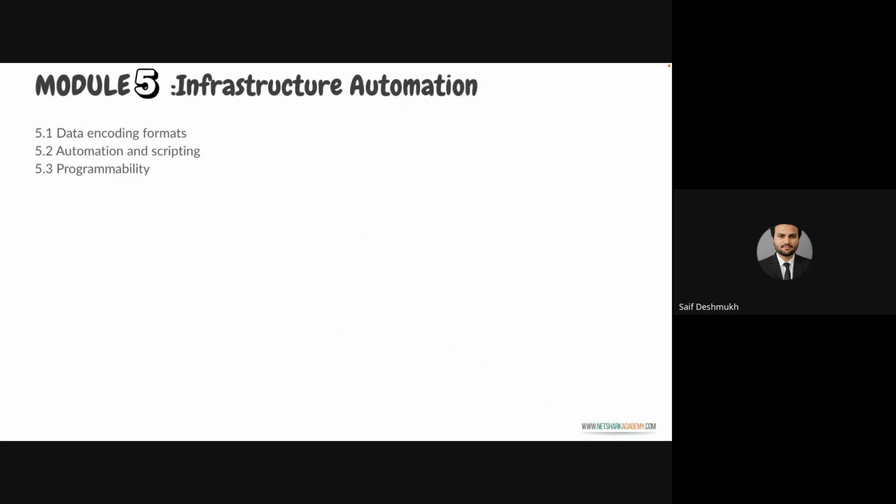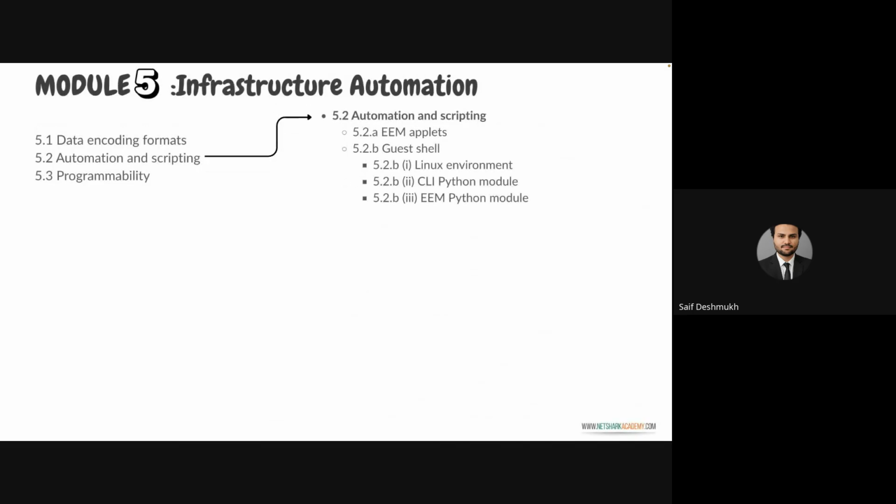Module 5 has 3 subsections. 5.1 is data encoding formats. Here we'll understand the formats, XML, JSON. 5.2 is where we'll see how automation and scripting works. 5.3 is programmability. We're going to talk about JSON, XML, YAML, and Jinja. Regarding automation scripting, Embedded Event Manager is there.